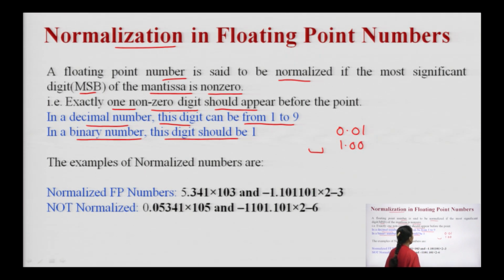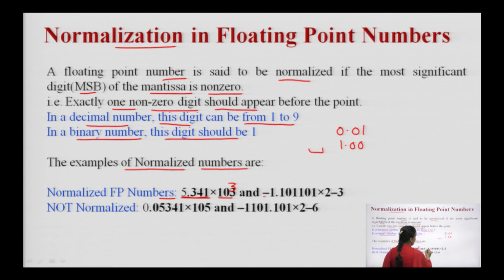Before the decimal there should be a 1, or 1 to 9 depending upon the base I have chosen, and after the decimal there should again be the fraction part. So, considering examples of normalized numbers: 5.341 × 10^3. In this first example, before the decimal there is exactly one element ranging from 1 to 9. After the decimal is the fraction part, and the exponent is represented as 10^-3.